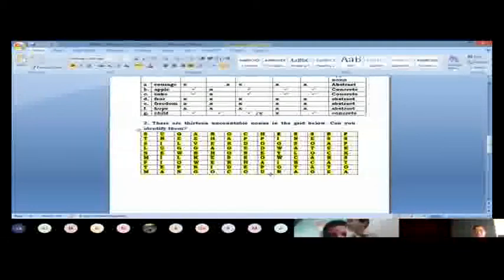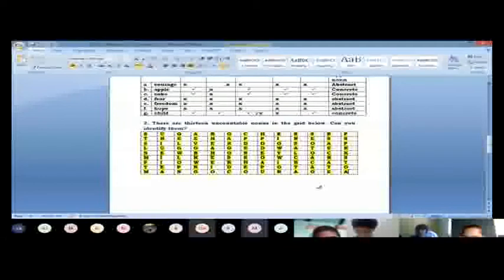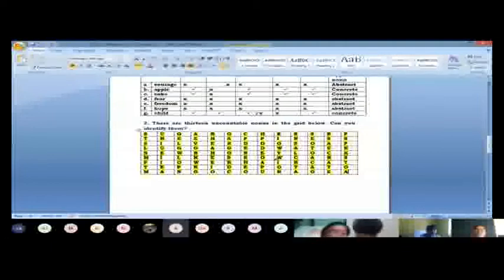Honey. Yes, honey. Honey is here, you see. Here one word is there, find out. This line. Here one word is there. Fourth line, you see. These four letters, find out what word.